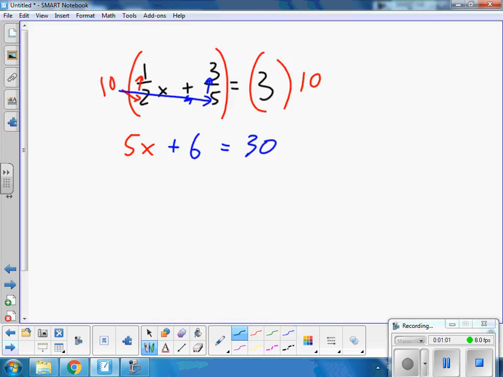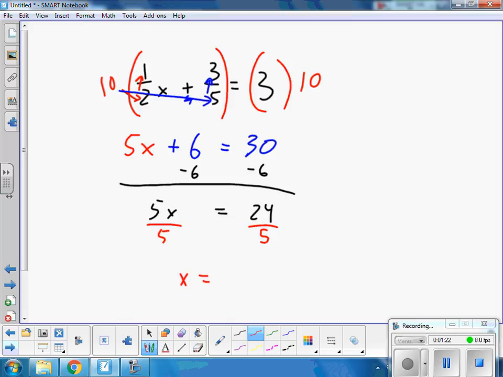All right, now I'm going to simplify this. I've got a basic two-step equation. Subtract 6 from both sides, and I'm left with 5x equals 24. And then I'm going to simplify that by dividing by 5, because it's 5 times x, so I'm going to divide to clear that out. 5 over 5 is x, so x equals 24 fifths.